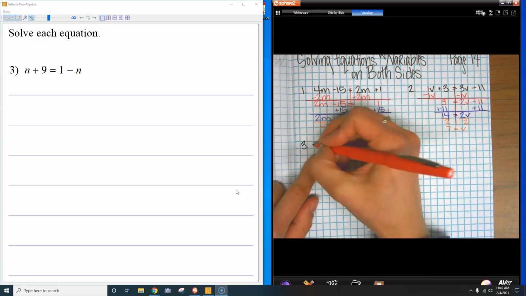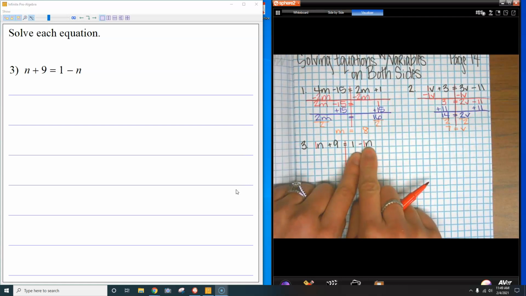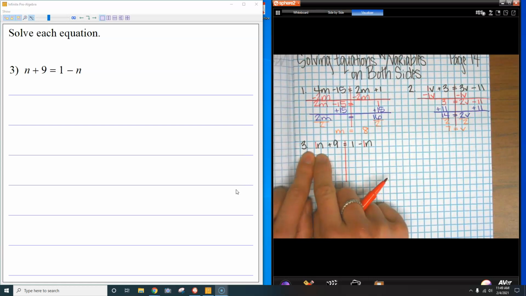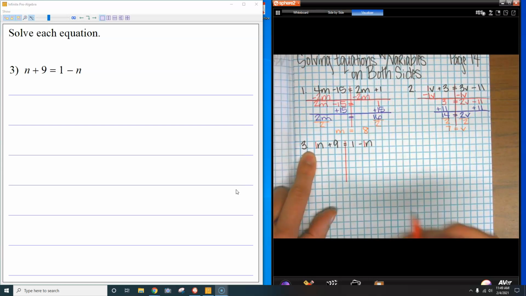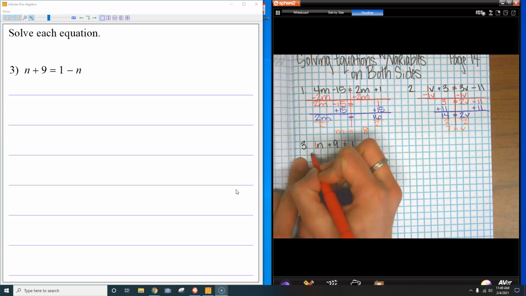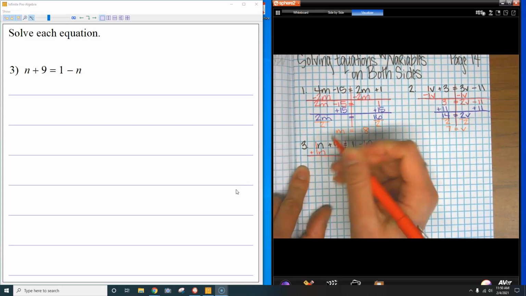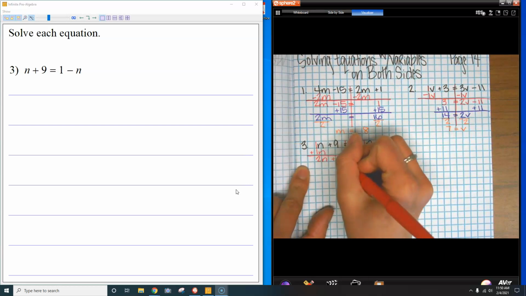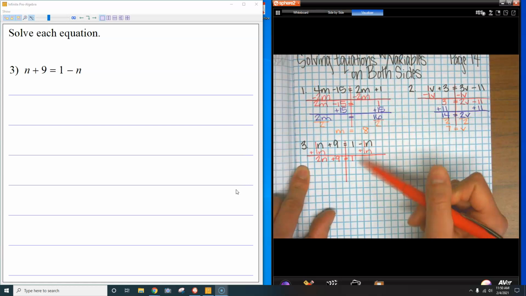Again, this is a positive 1n and this is a negative 1n. It doesn't matter which variable you move to the other side. I could move the negative 1n by adding 1n to both sides, or I can get rid of the 1n by subtracting 1n from both sides. I like to get rid of negatives so that I don't have to deal with them, so I'm going to actually get rid of this negative 1n by adding 1n to both sides. When I do that, I have 1n plus 1n, which is 2n, plus 9 equals 1. And the negative 1n and the 1n are inverses, so they become 0.